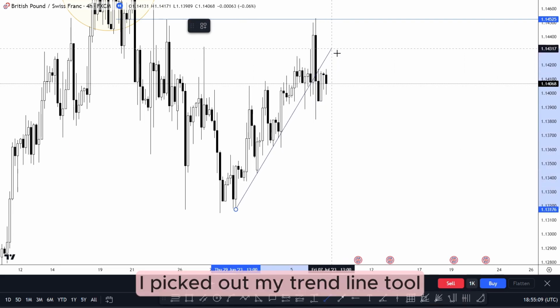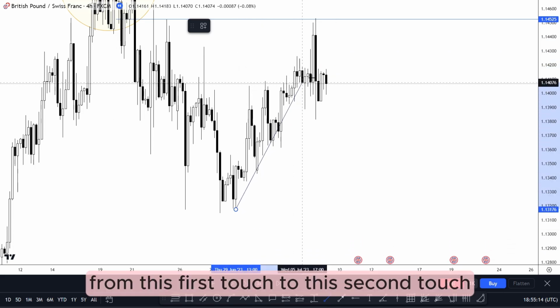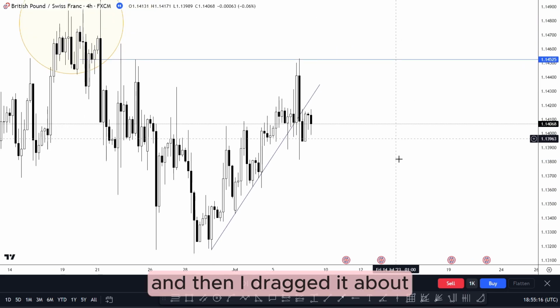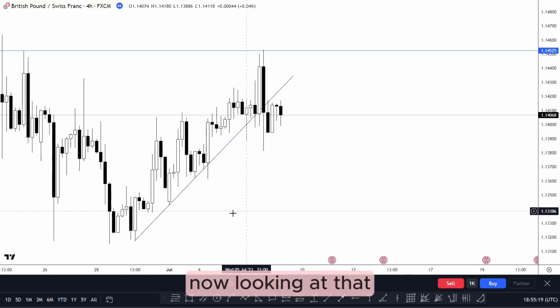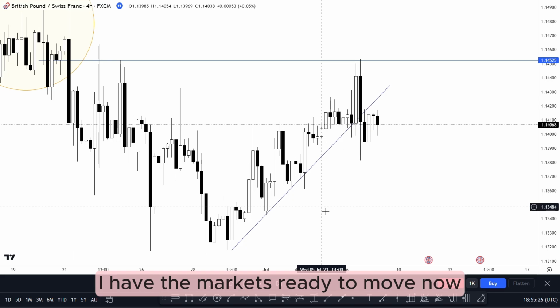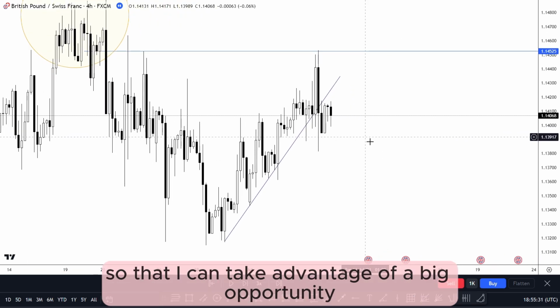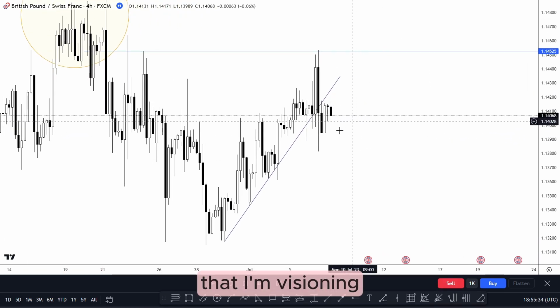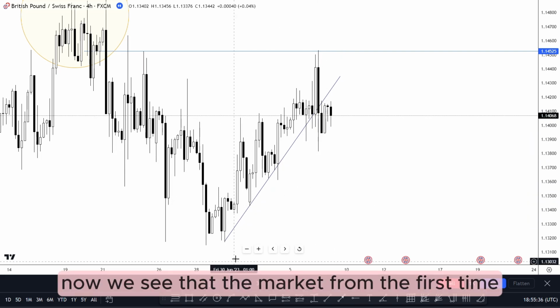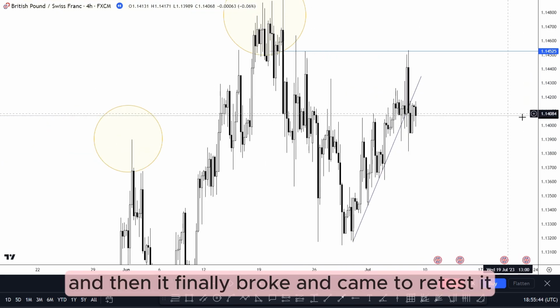Now I picked out my trend line too, and I cut it across this way. You can see the way I cut it from this first touch to the second touch, and then I dragged it upwards. Looking at that, it was clearer to me that I have the market ready to move in the direction that I'm wishing, so that I can take advantage of a big opportunity that I'm visioning. We'll see the market from the first tap, second tap, and also another one here, and then it finally broke and came to retest it.